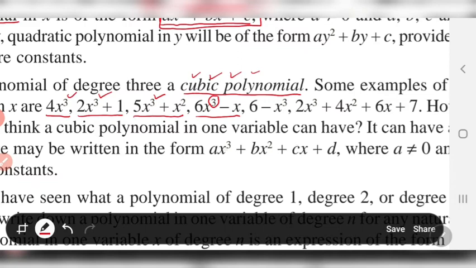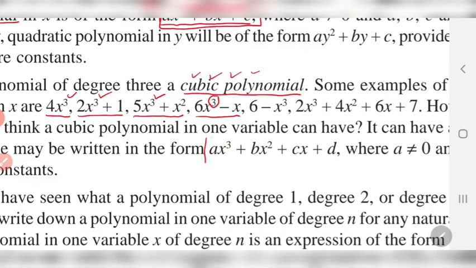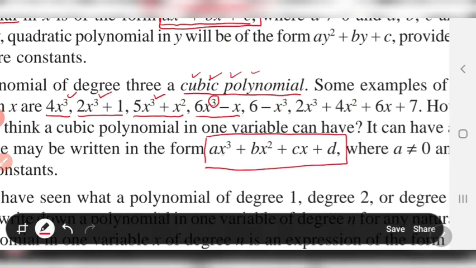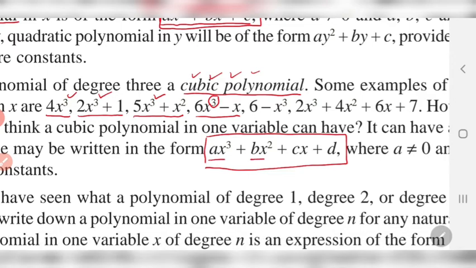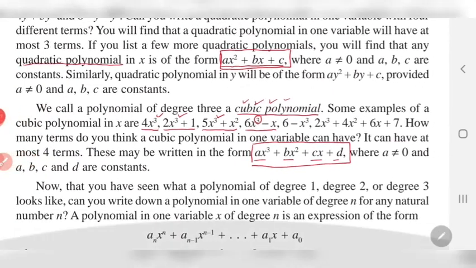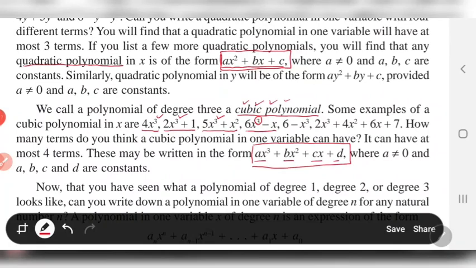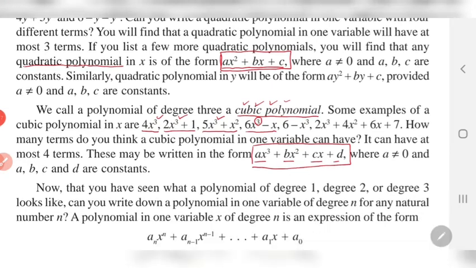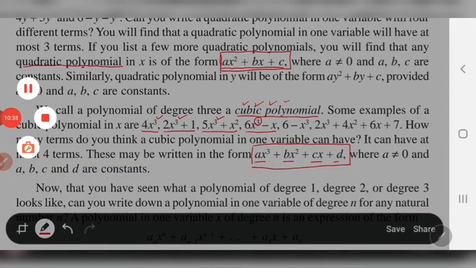Correct? And the general formula for a cubic polynomial is given here, that is ax cube plus bx square plus cx plus d. Sorry, ax cube plus bx square plus cx plus d. So this is the general formula for a cubic polynomial. So children, I hope these points are clear for you.